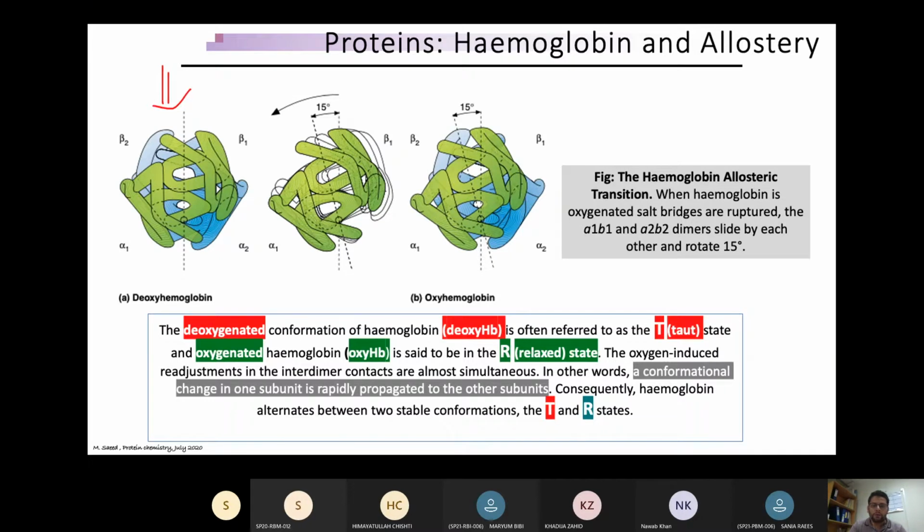But in case of oxygenated, आप देखें कि यहाँ पर ये 15 डिग्री के एंगल से रोटेट करना शुरू किया और यहाँ पर ये रोटेट किया और आपको इस जगह पर नजर आ रहा है कि वो दोनों सब यूनिट्स, अल्फा और बीटा सब यूनिट्स, एक दूसरे के ऊपर रोटेट कर गए और वो एक दूसरे को एक्सपोज कर रहे हैं, जिसकी वजह से ऑक्सीजन बाइंडिंग दोनों के अंदर इजीली हो सकती है.